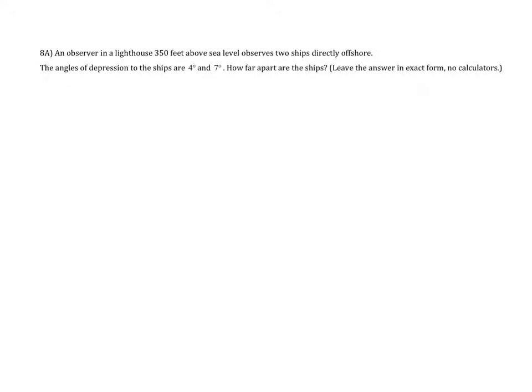So we're looking at an observer in a lighthouse 350 feet above sea level who observes two ships directly offshore. The angles of depression to the ships are 4 degrees and 7 degrees. How far apart are the ships? And we're going to leave the answer in exact form. We're not using any calculators in this example.